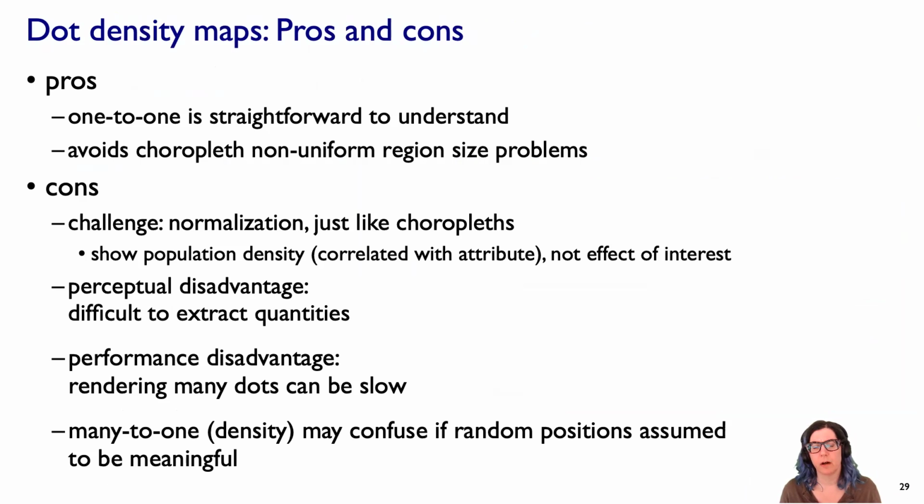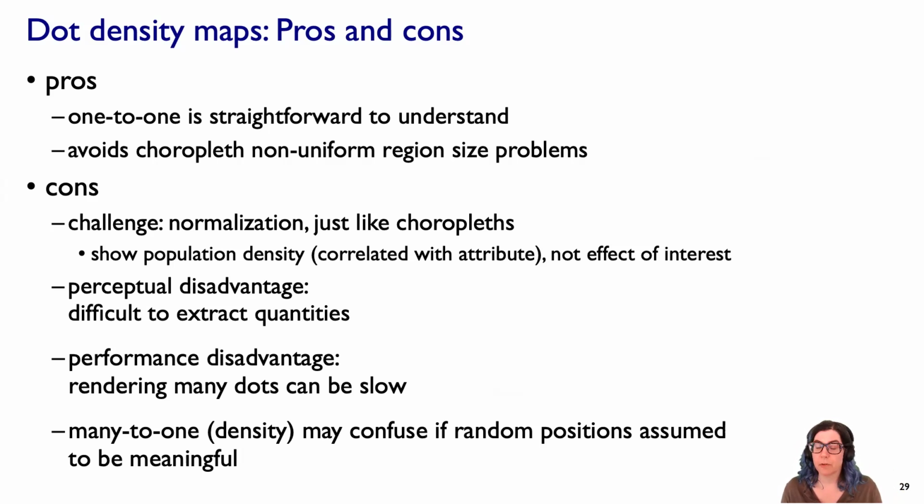So the pros and cons: the one-to-ones are very straightforward to understand, and it also avoids this sort of region size issues with choropleths. Now, just like with choropleths, though, the same problem of normalization holds. I mean, we were literally just looking at a population map, but if we also wanted to see something else, that would similarly be highly correlated with where people lived. So you want to be careful with normalization just as much with these one-to-one dot maps as you do with choropleths. Certainly, much like some of the other cartograms we saw, you're not going to be able to simply extract quantities in a really easy way with those dot density maps.